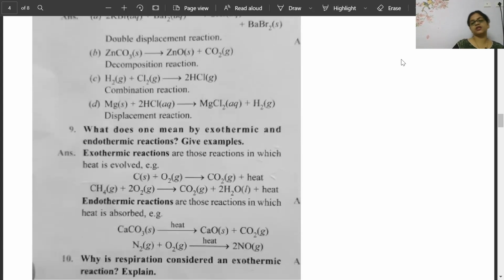Very important question. Why is respiration considered as exothermic reaction? Explain. Simple one. Arvind is correct. Super, Arvind. Reaction in which energy is absorbed is called endothermic reaction. Super. He has given the photosynthesis equation. Very good, Arvind.